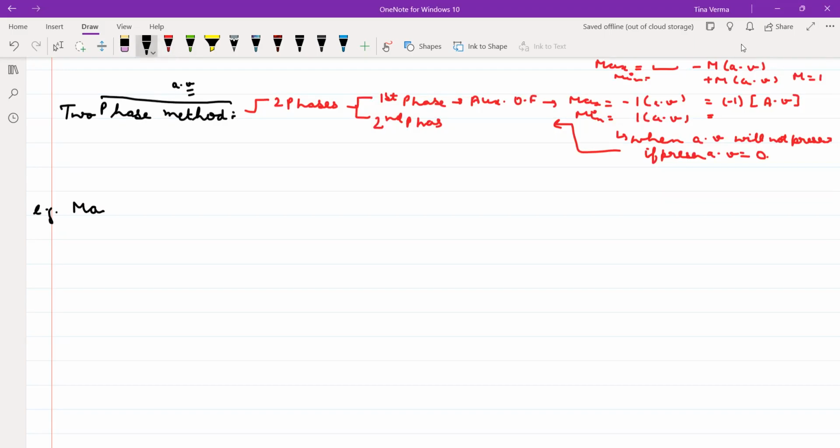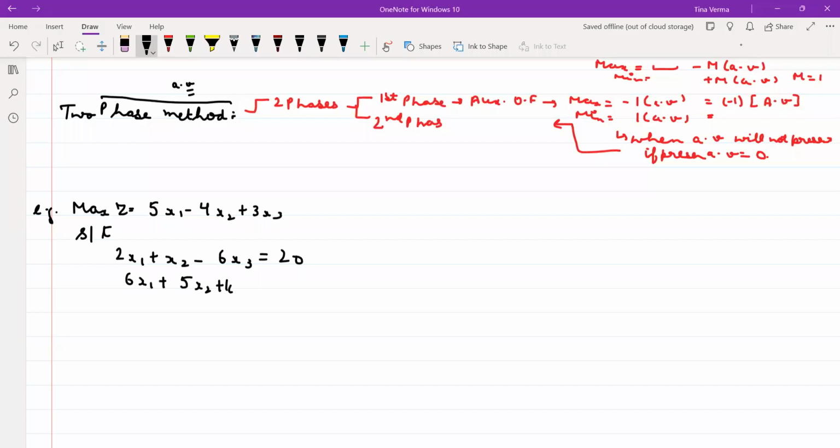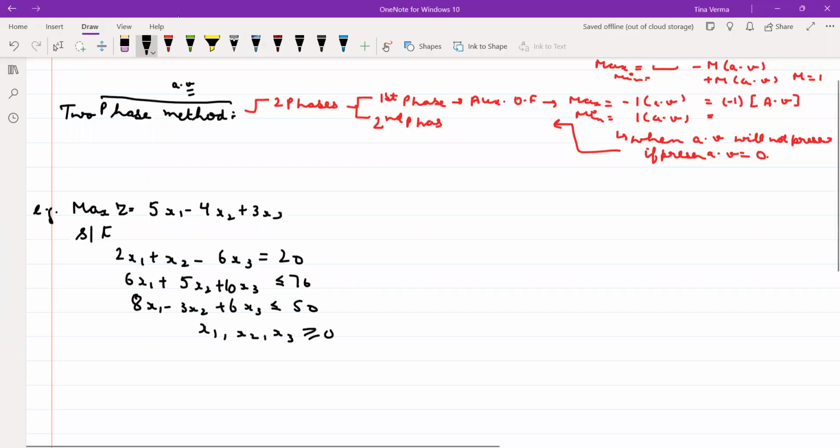Suppose the example is: maximize z, which you have to solve with the two-phase method, 5x1 minus 4x2 plus 3x3, subject to the constraints 2x1 plus x2 minus 6x3 equal to 20, and 6x1 plus 5x2 plus 10x3 less than or equal to 76, and my third constraint is 8x1 minus 3x2 plus 6x3 less than or equal to 50, and all my x1, x2, x3 are greater than or equal to 0. Since we have to solve it by the two-phase method, right?